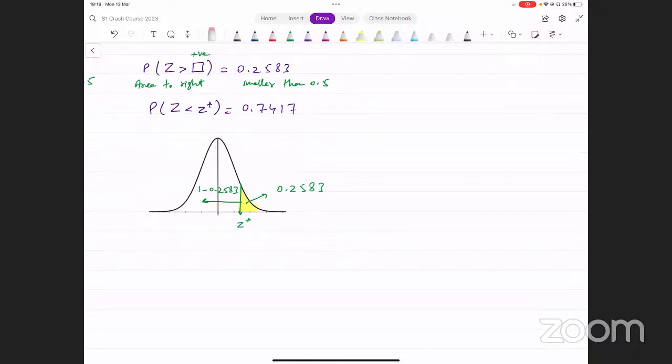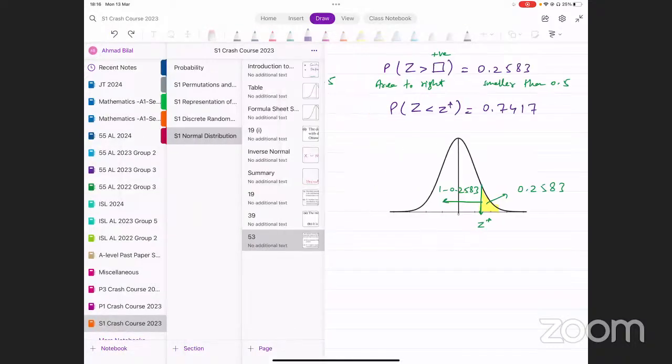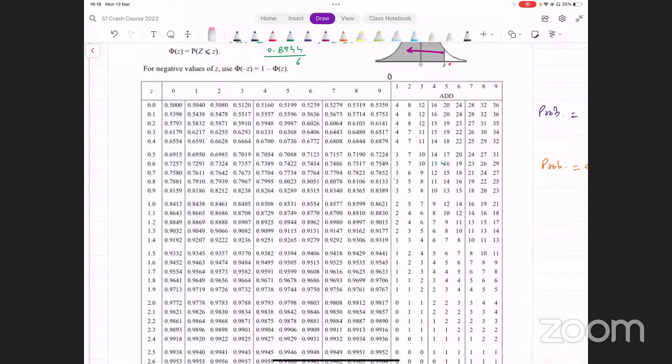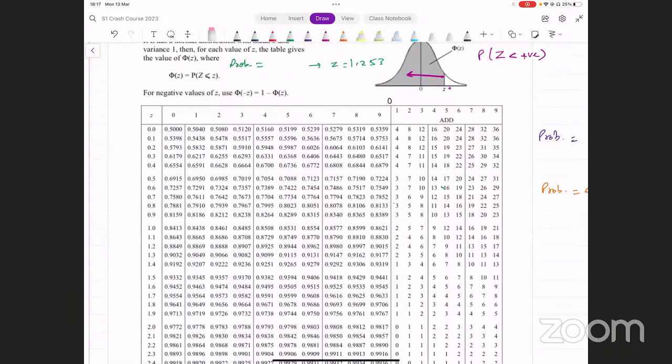You can go to the table and figure out the corresponding value of z for this 0.7417. This is the table. Now we're looking for 0.7417. Let's look for this value. This is the immediately smaller value, 7389. The corresponding value of z that we have from this is 0.64. And this corresponds to 7389.